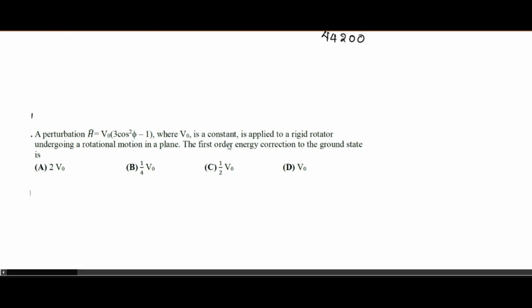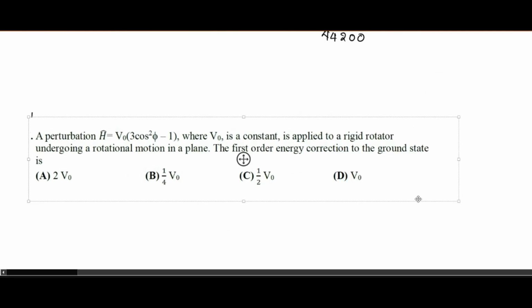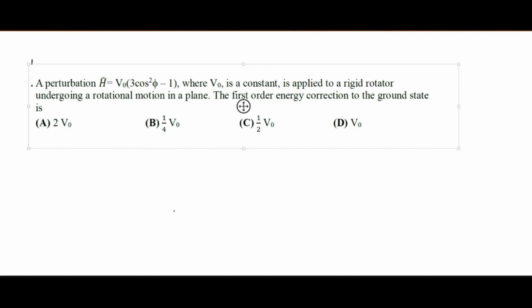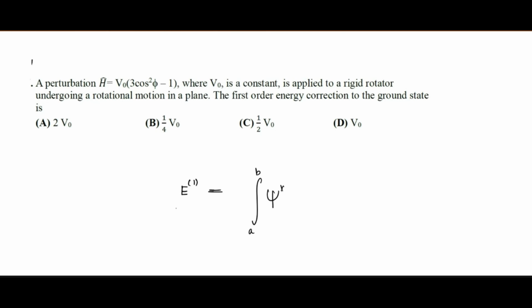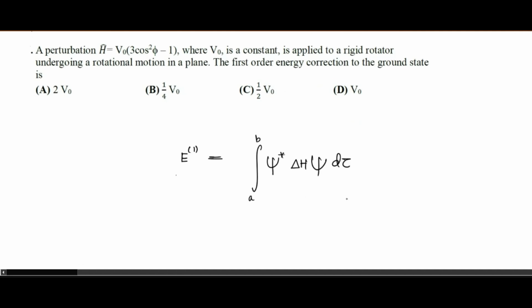Okay, so let's start. For perturbation, first order correction, you will be taking the limits, and between the limits, you have psi star, whatever change in the Hamiltonian is given to you, into psi d tau. Okay, that's what you'll do.